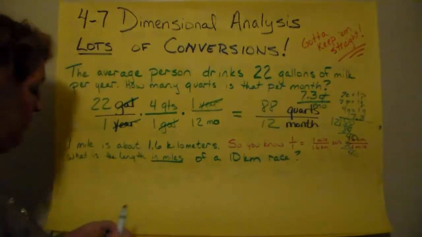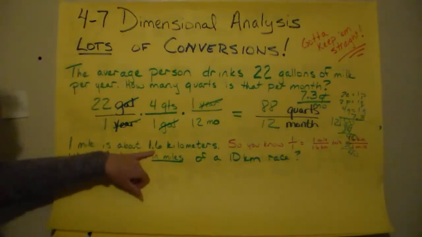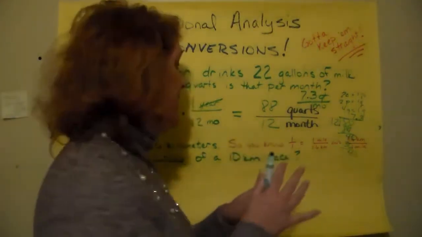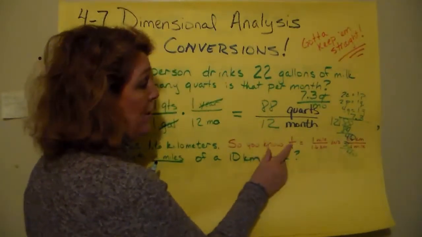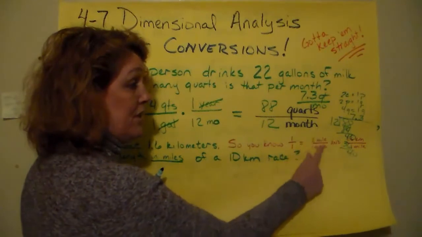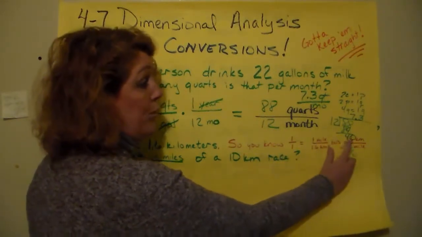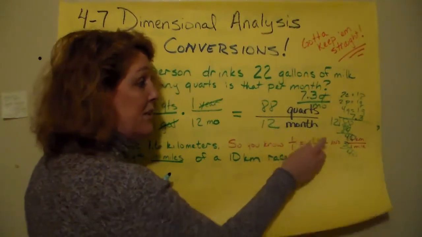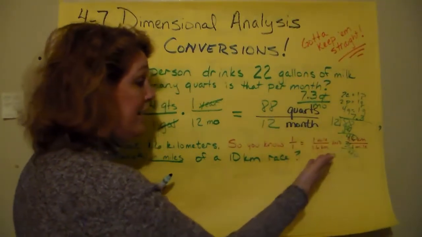All right, the next thing they would ask you, 1 mile is about 1.6 kilometers. So what that means is, you know that to get your 1/1, that's going to be 1 mile over 1.6 kilometers. This is 1. And it's also going to mean 1.6 kilometers over 1 mile. Doesn't matter which way you flip it, because they're the same thing, that's 1.